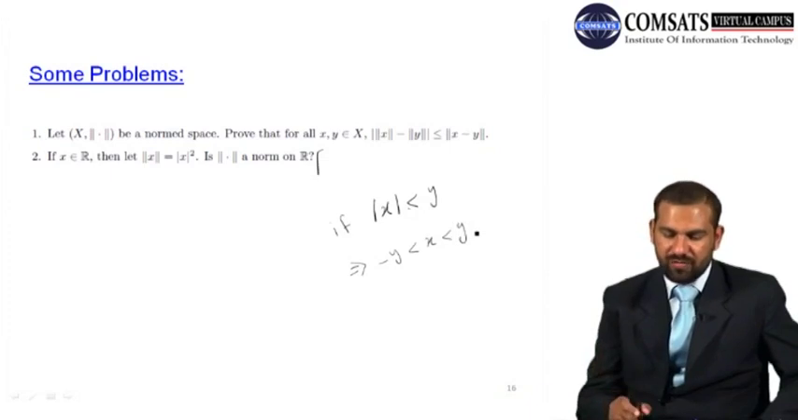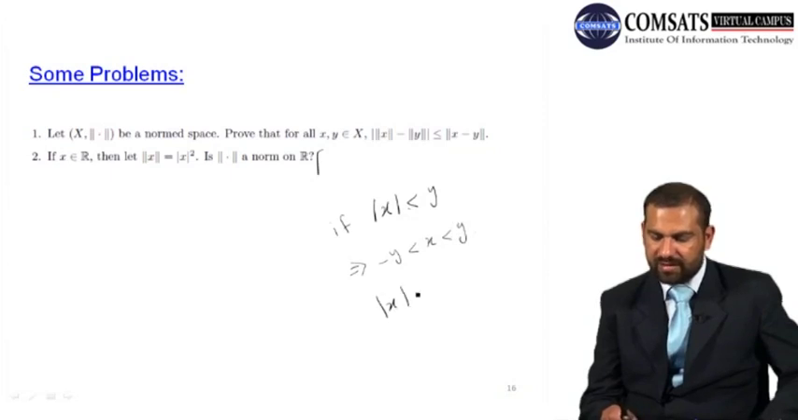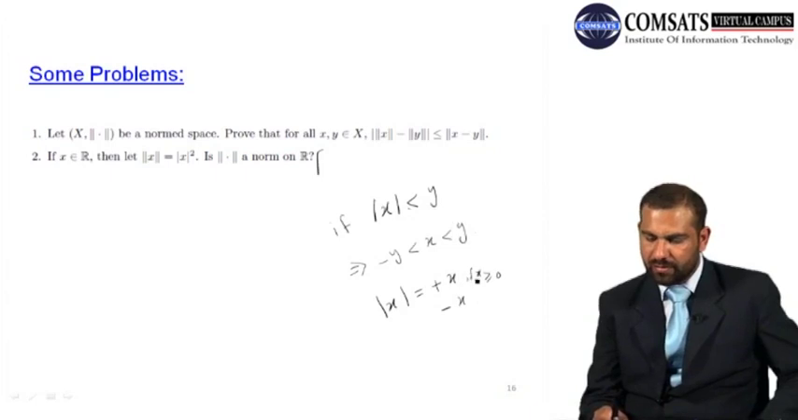And what about x mod? The value of mod x is either plus x or minus x. By default it is plus x if x is greater than or equal to 0, and it is minus x if x is negative.